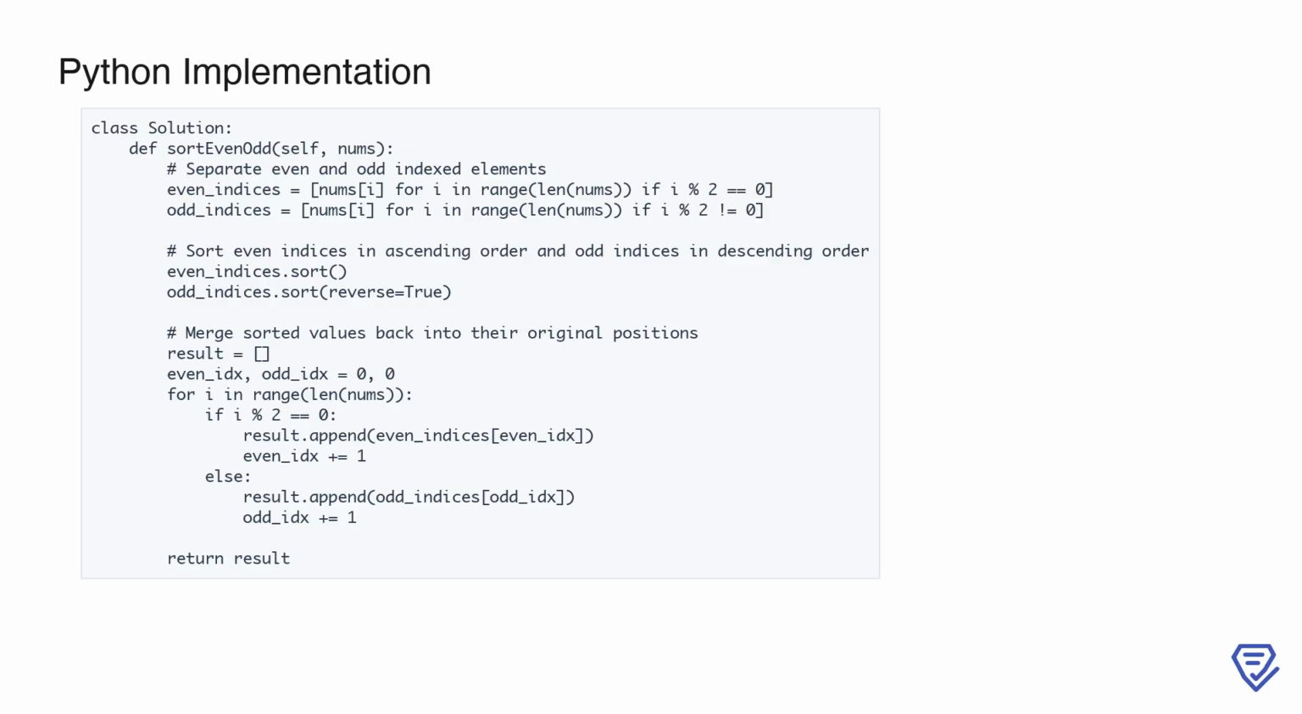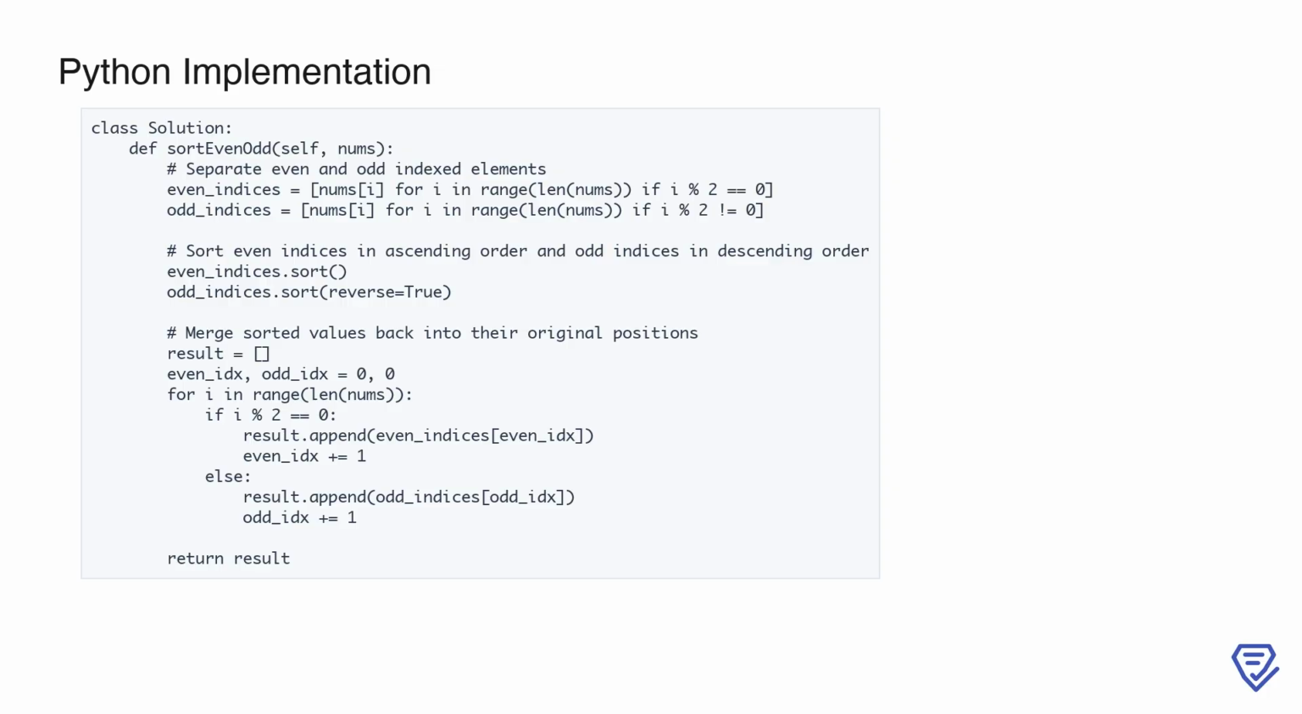2. Sort the extracted lists. The even_indices list is sorted in ascending order using sort. The odd_indices list is sorted in descending order using sort with reverse equals true. 3. Reconstruct the result. An empty list result is initialized to store the final output.